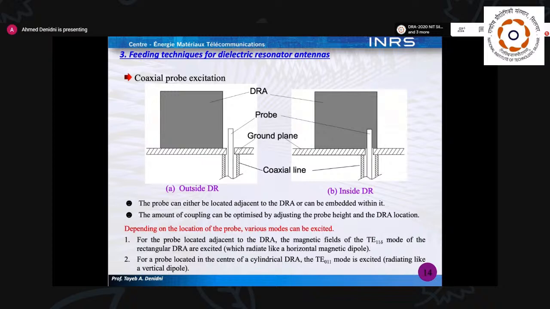But the idea is just to show that we can feed our dielectric resonator, rectangular or cylindrical or whatever, by probe. And this probe can be inside or outside. The difference between inside and outside is that we excite different modes.